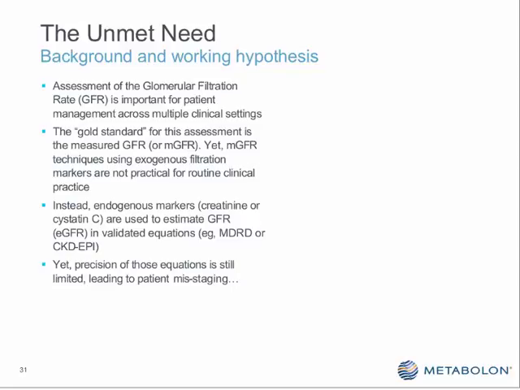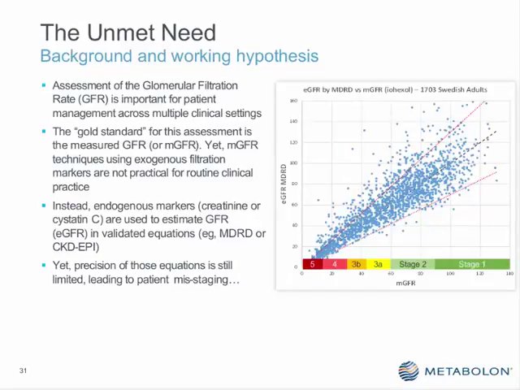The limitation of these, however, is that some of these equations are dependent on demographic features such as race, gender, and age. The point I wanted to make is that when you plot mGFR versus eGFR MDRD, you see a spread of the data. If everything was equal and ideal, you would see that an mGFR value of 60 would be an eGFR value of 60. However, that is not necessarily the case.